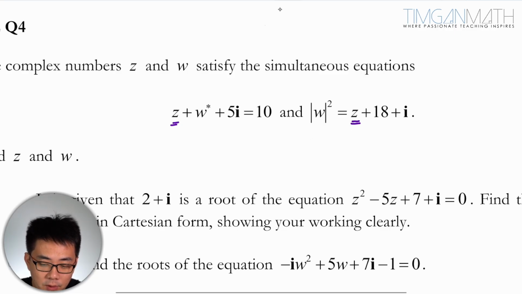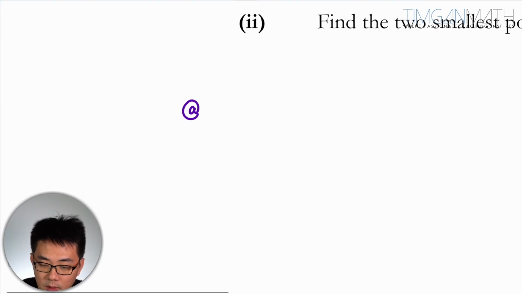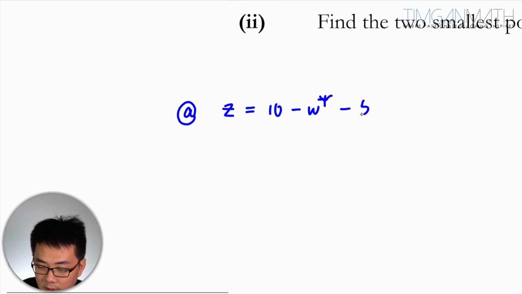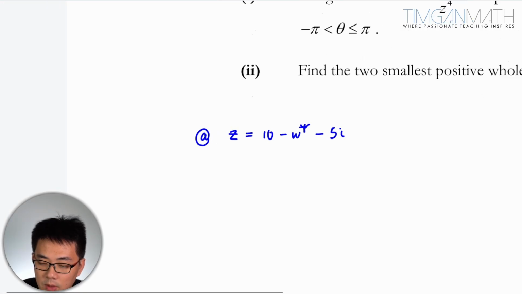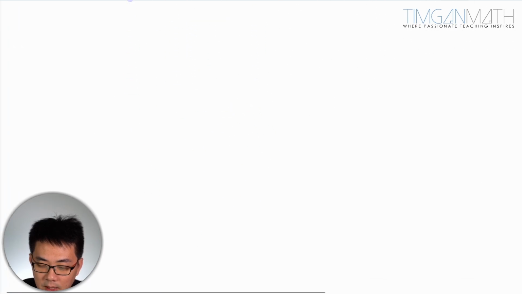In this case, I'm going to use substitution. I'm going to make z the subject and substitute into the other equation. So from the first expression, let me just write it down nicely, z equals 10 minus w conjugate minus 5i. Make z the subject, and we're going to sub into the second one.